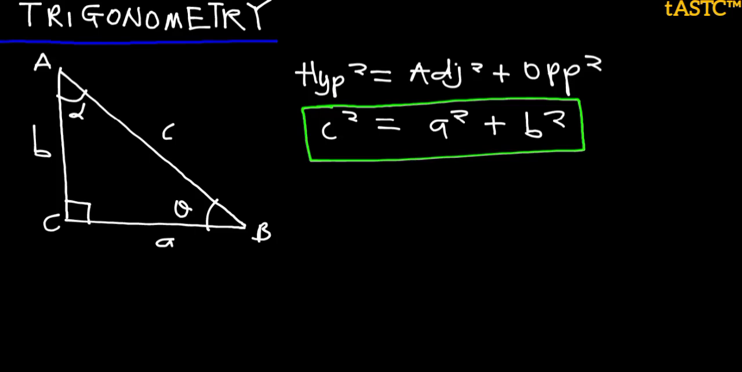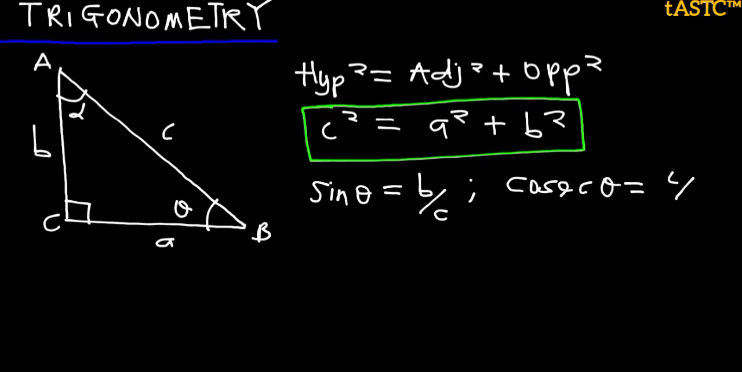Now we know that sine theta is going to be opposite divided by hypotenuse, and the opposite is obviously b, so that will be b divided by c. What is going to be the reciprocal of sine theta? That is cosecant theta, and that will be c divided by b.